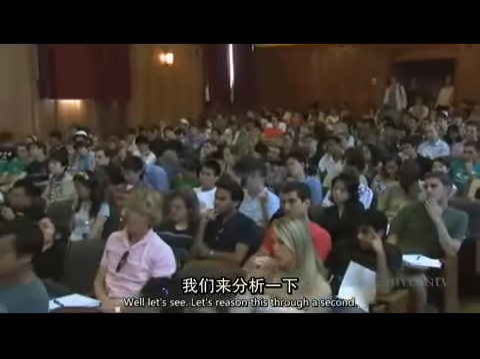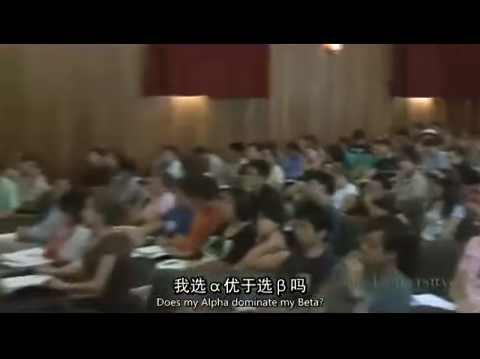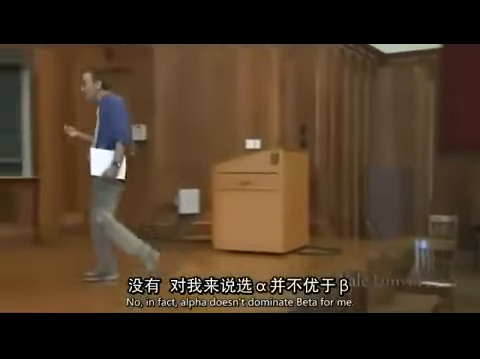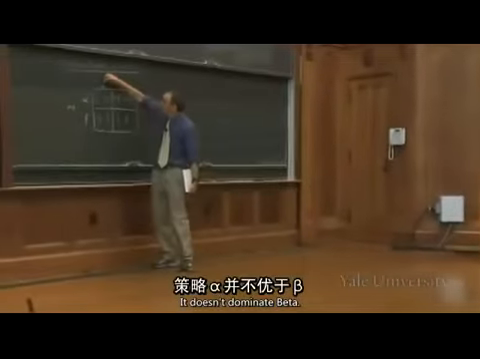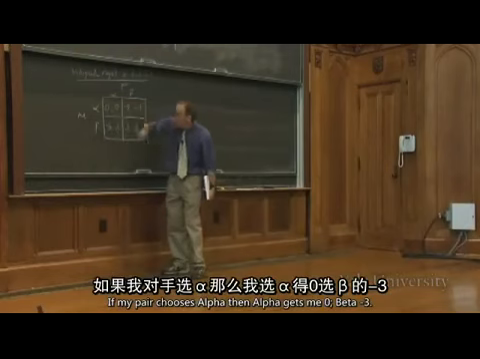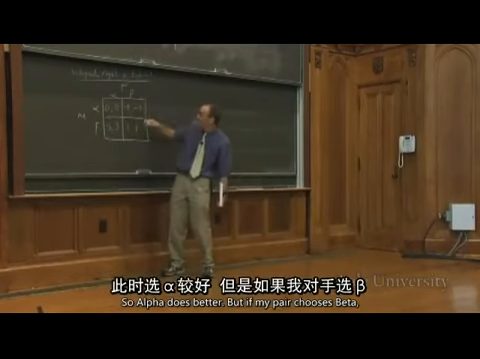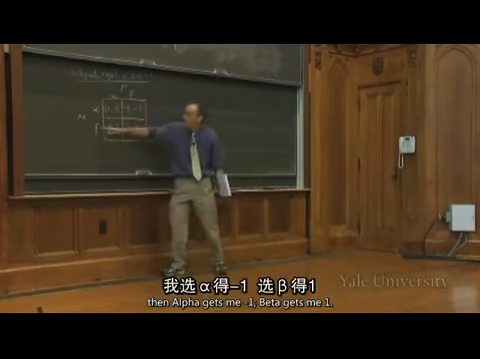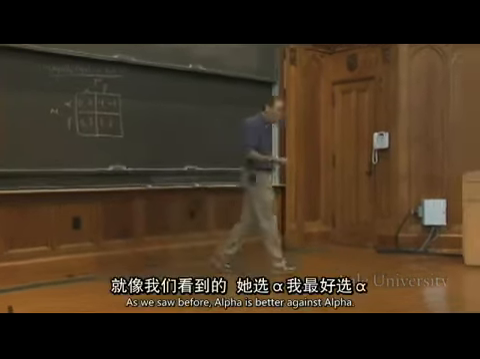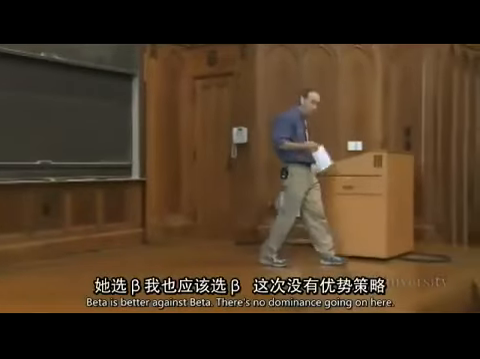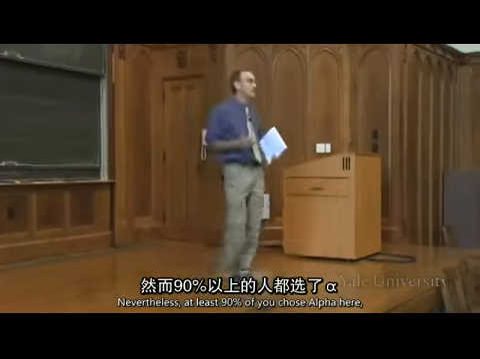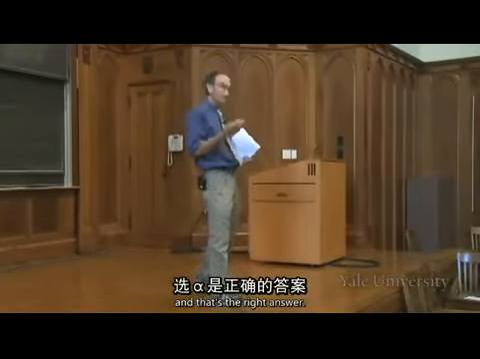Well, let's reason this through a second. Does my alpha dominate my beta? No, in fact, alpha doesn't dominate beta for me. If my pair chooses alpha, then alpha gets me 0, beta minus 3, so alpha does better. But if my pair chooses beta, then alpha gets me minus 1, beta gets me 1. In this case, beta is better. So once again, alpha is better against alpha, beta is better against beta. There's no dominance going on here. Nevertheless, at least 90% of you chose alpha here. And that's the right answer.